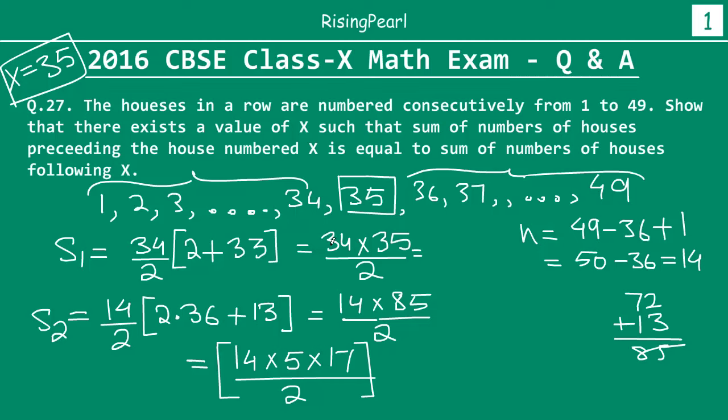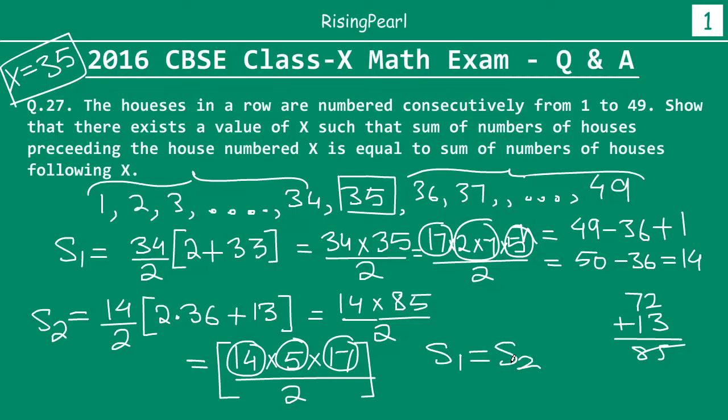So now 34 is 17 times 2, and this is 7 times 5 by 2, right? Yeah. So now we have 17, we have 17, we have 5, we have 5, and 7 2s are 14, so this will make it 14, and we have 14, divided by 2. So indeed we are seeing that S1 will be equal to S2. For x equals 35, these two sums will indeed be equal. So friends, this is the solution for question number 27.